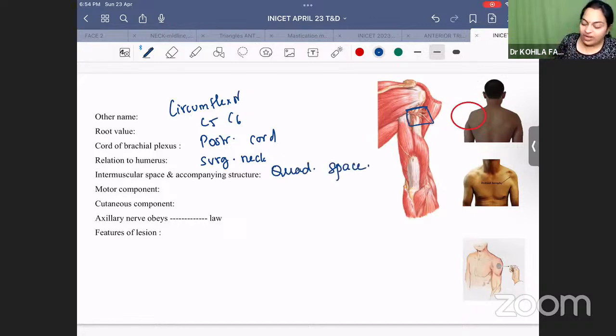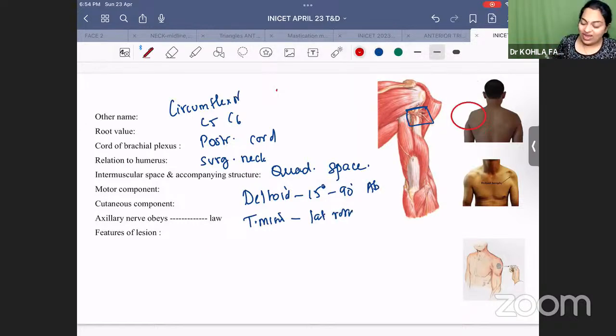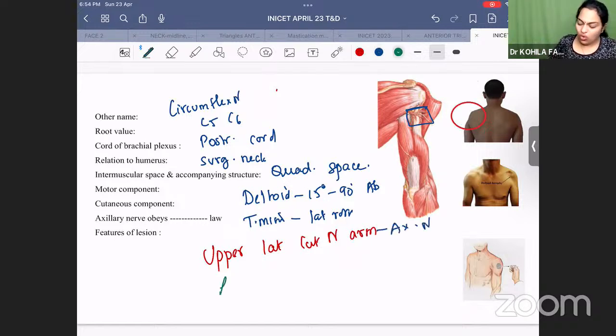It supplies 2 muscles, deltoid and teres minor. Deltoid is for 15 to 90 degrees of abduction. Teres minor is lateral rotation. There is another important point. It gives one cutaneous branch. Which one? The upper lateral cutaneous nerve of the arm. If the upper lateral cutaneous nerve of the arm is a branch of the axillary nerve, then you should also know the lower lateral cutaneous nerve of the arm is a branch of the radial nerve.